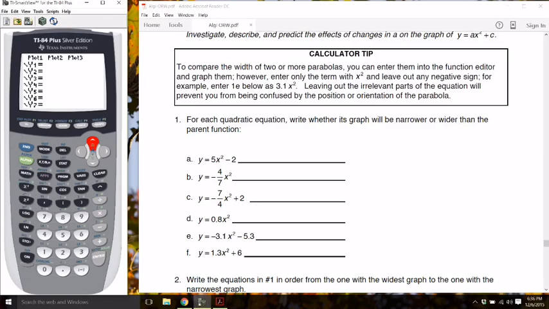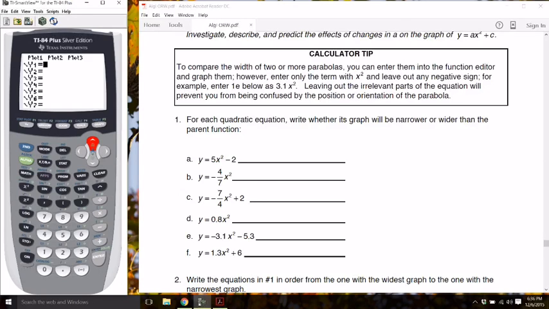Okay, this next page is asking you to kind of talk about the changes in a graph from the parent function to the different equations that they have listed, and to talk about if it's wider or narrower than the parent function. And one thing that the directions say up here is to leave out any negative signs. All the negative sign does is flip the parabola over. So when I'm going to type this equation into y equals, I'm just going to put a positive x squared, whatever the number is, okay?